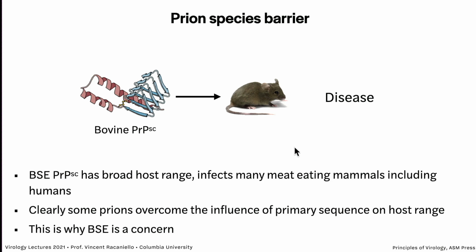But some prions have broad host range. So if you put cow PrPSc into mice, you get disease. We have found that bovine PrPSc has a broad host range, and that's why we could eat cow meat and get a TSE from it. So that's why BSE is a concern, because the cow prion has a broad host range.